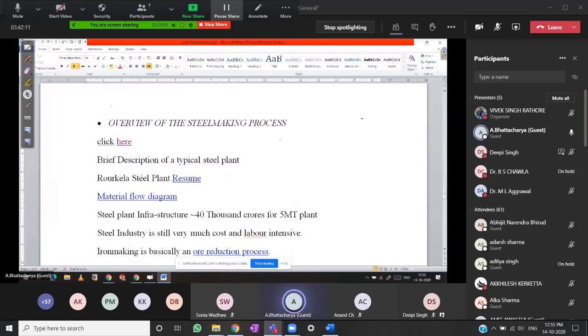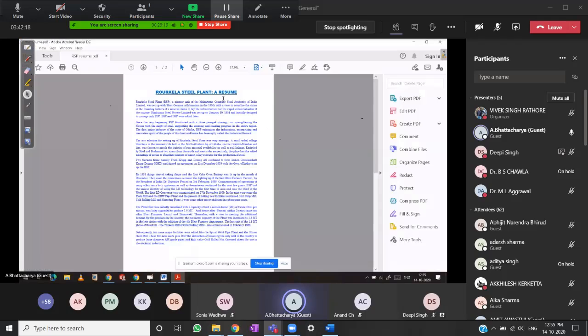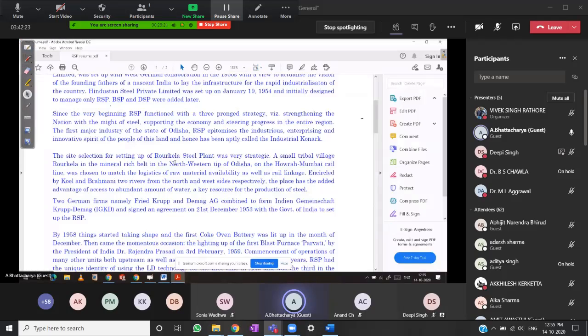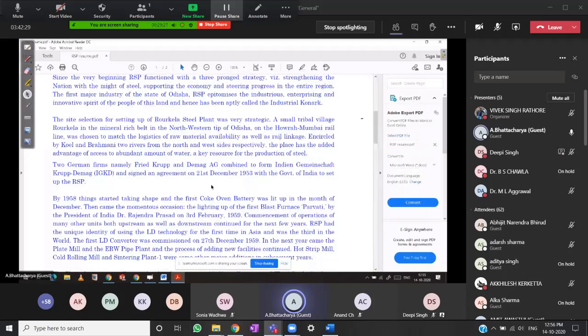Resume of Rourkela steel plant. This is the resume of Rourkela steel plant. Actually, it started in 1953 with an agreement with two German firms, namely the Fried Group and another firm, so they were responsible for developing the plant. The agreement was signed in 1953.